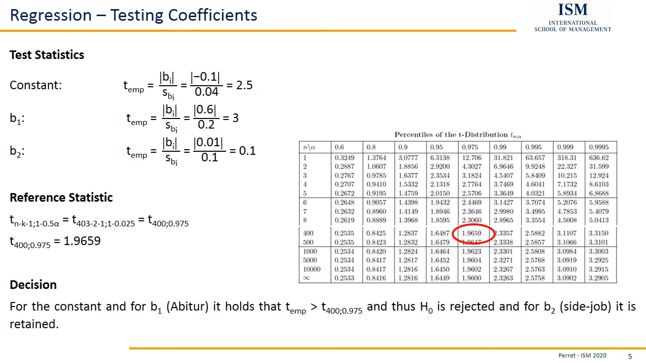Okay, so summarizing this means only the final mark of the Abitur has a significant impact on the final result of the studies. For the side jobs, we cannot assume this to have any impact at all. And well, that's all there is to this example, all there is to this unit.